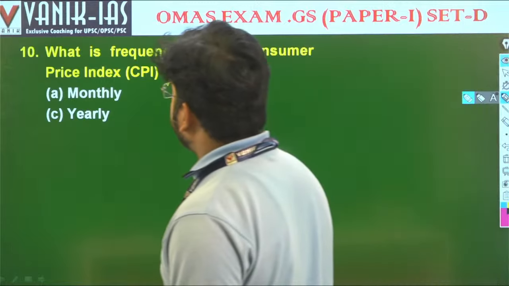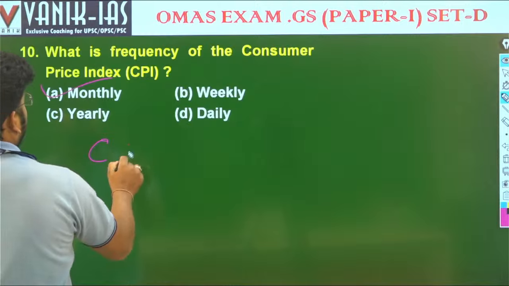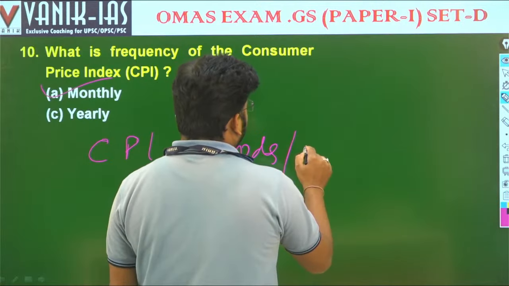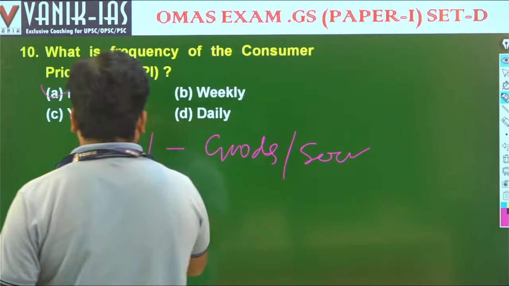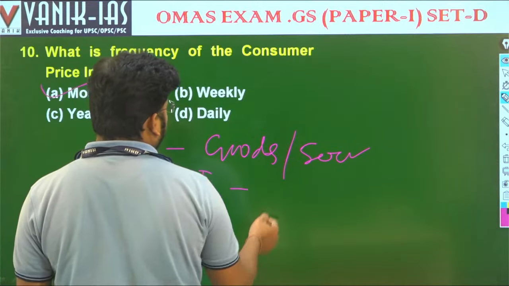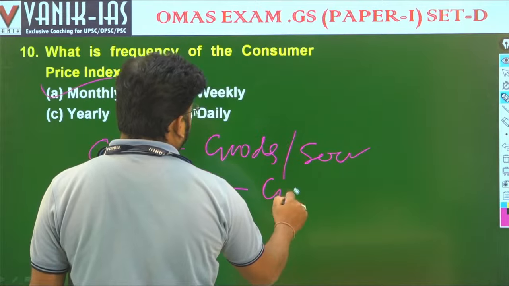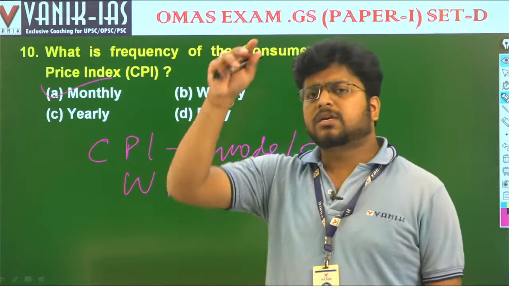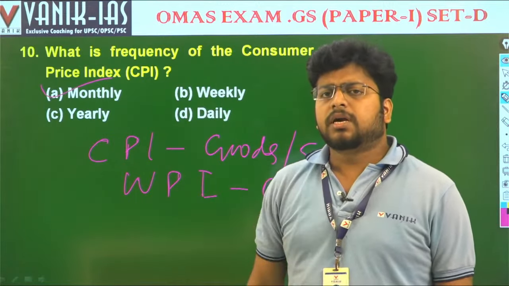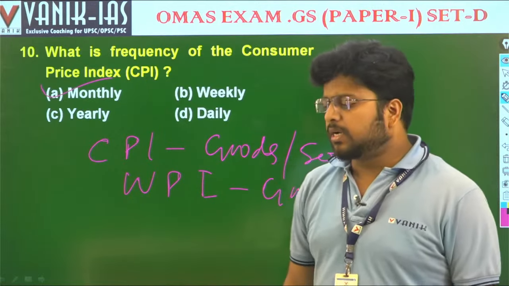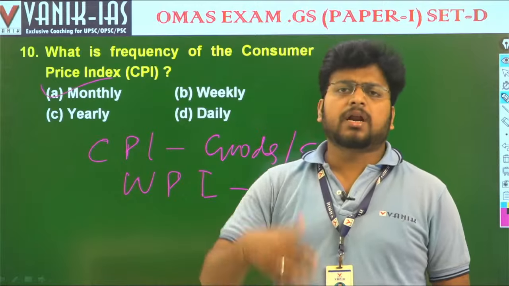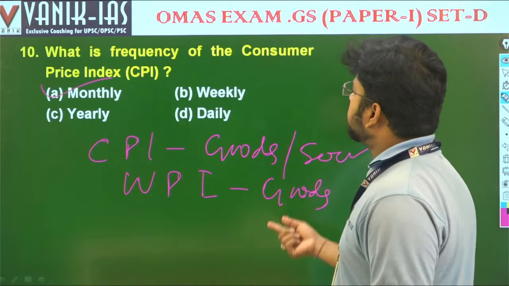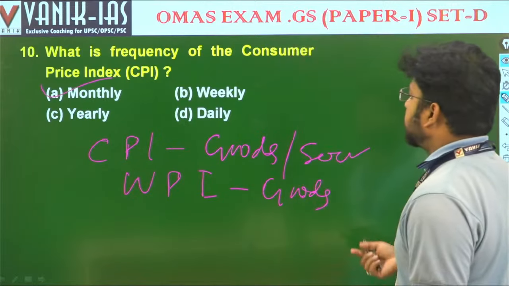What is the frequency of the consumer price index? It is monthly. CPI is the consumer price index inflation. Remember, it is for both goods and services. Inflation is a common question. And we have WPI, the wholesale price index, released by the Office of Economic Advisor. It is only for goods, not for services. WPI is only for goods, because suppose you are purchasing a mobile, it comes through a national level distributor, a state level distributor, the Bhubaneswar distributor, then the retailer. But if you are purchasing biryani, you are directly purchasing from the restaurant, not from any other source. So it is monthly and for goods, the CPI and WPI index.